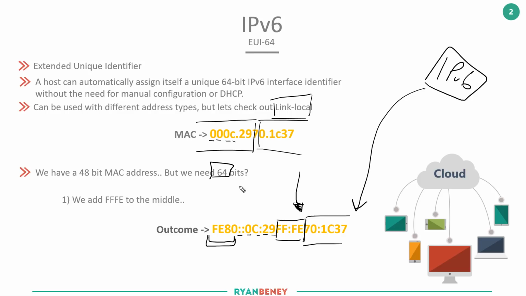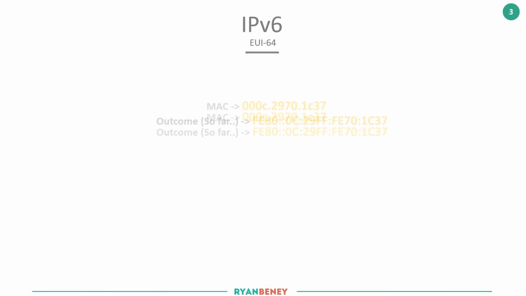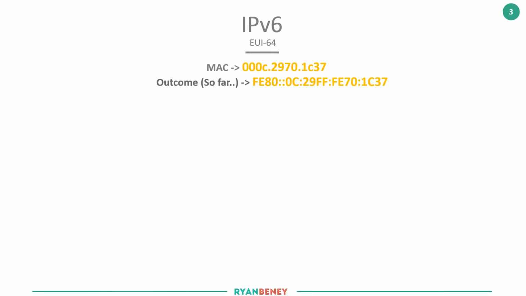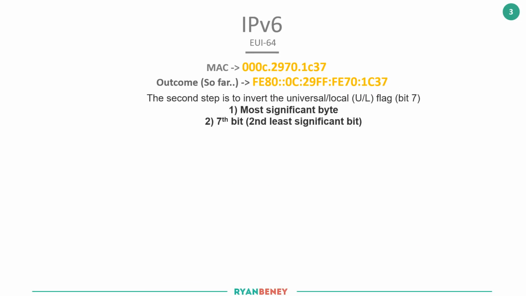Now the next part, now we've added the FFFE, is to do the flip bit. Now this is the bit where the EUI 64 gets a little bit strange, but it's important that we understand it, so stick with me as we move on to the next part. So far we've got our MAC address and we've popped in FFFE into the middle of that to make our 64 bits. Now for the second and final step, we need to invert the universal or local bit, and this is the 7th bit in the most significant byte.